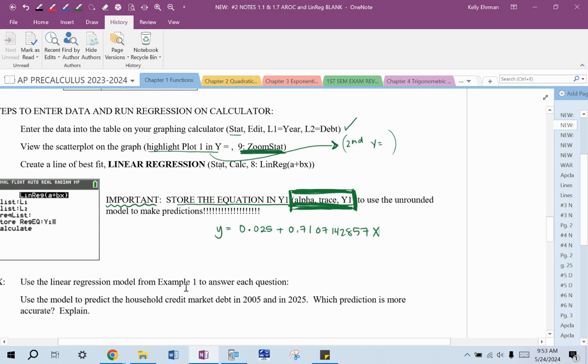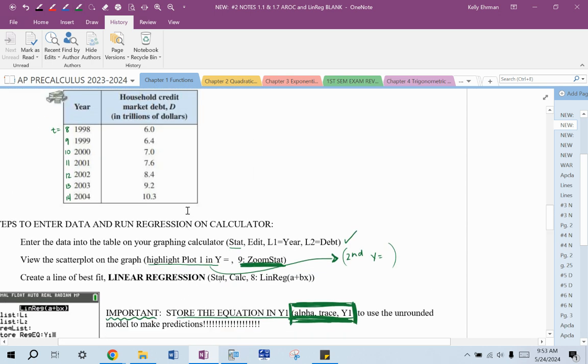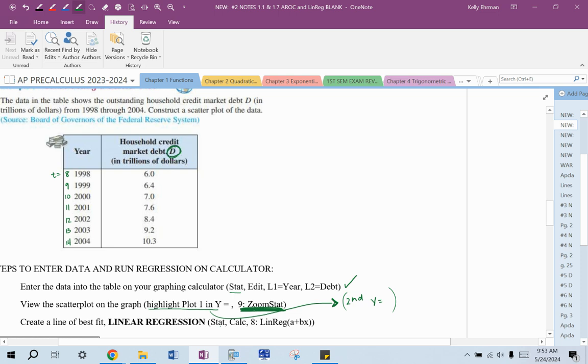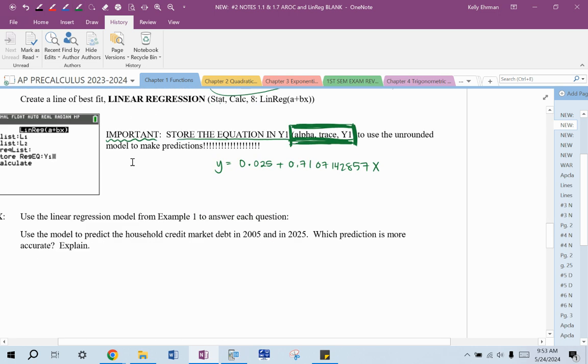Take a look at your table. It does tell us that the y value should actually be D. And since we're talking about years, it doesn't specifically say this, but we should probably use t as our input variable. So let's trade this out. D equals 0.025 plus 0.7107142857. Instead of x, let's put t.